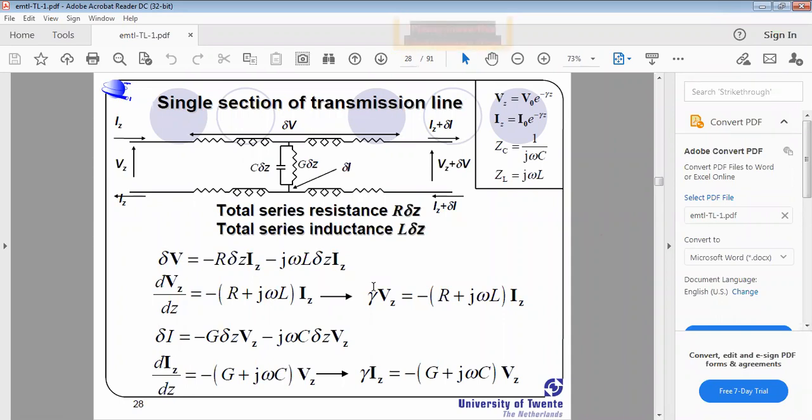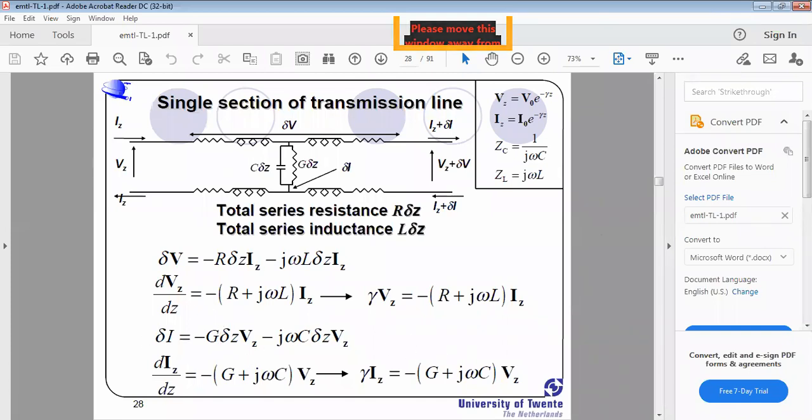Gamma into Vz equal to minus of (R plus j omega L) into Iz. Similarly, for the currents, gamma into Iz equal to minus of conductance into voltage, right? That is also Ohm's law. Here the voltage is represented with resistance and inductance, and current is represented with conductance and capacitance.